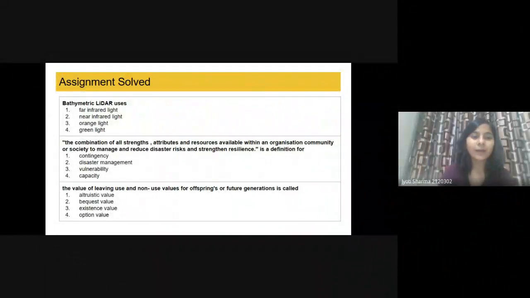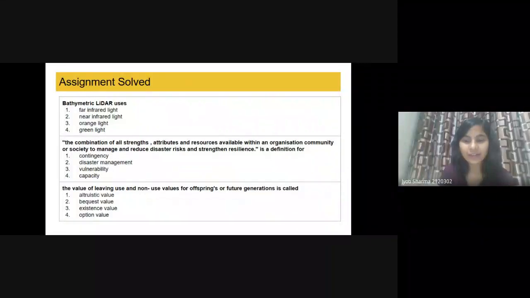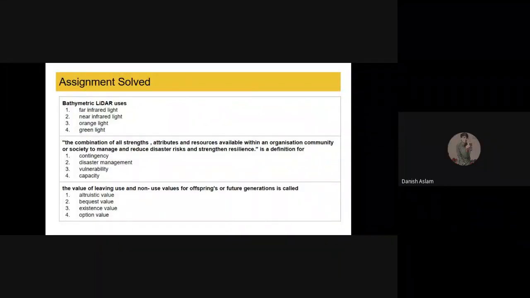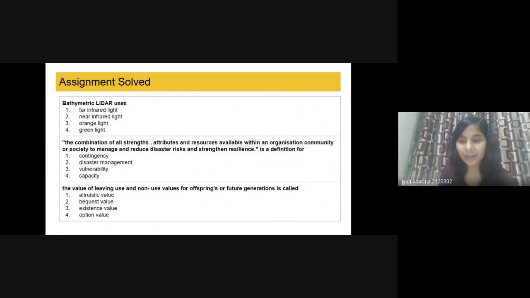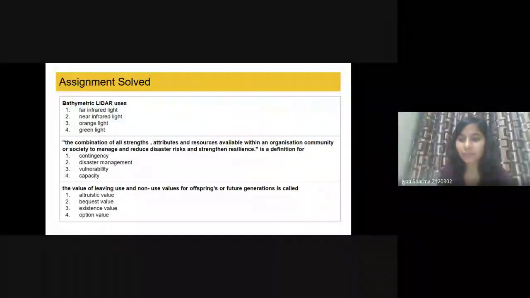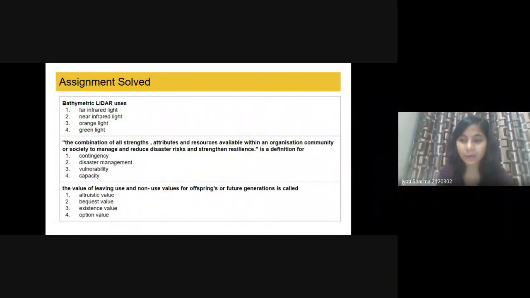Then, for the bathymetric, which type of light do we use in the lidar? Green light. Yes. Next question, it is also a definition. The combination of all strengths, attributes, and resources available to reduce disaster risk. Disaster management? No, it's the capacity. You are gaining the strength. You are storing the resources, whatever you have available to cope with the disaster. So it's all about the capacity, right?